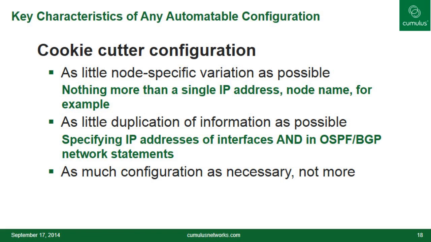The second thing is you duplicate information as little as possible. For example, if you had to specify IP addresses for interfaces in the interface configuration setup, trying to repeat that in the OSPF or BGP network statement is error prone. Yes, these are scripts, and so you can actually make them less error prone than if you're typing them by hand, but it's still something that I like to avoid, because the less you have information that is node specific, the more easy it is for you to be able to replicate this information across multiple blocks.